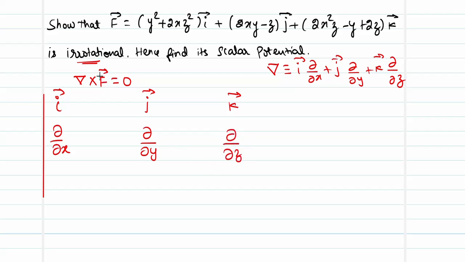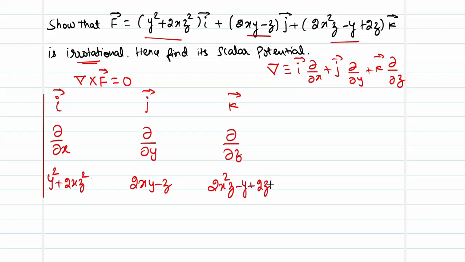Now coming to the second row. What is this F vector? F vector also has an i, j and k component. What is the i component of it? This is denoted by my F1, which is y² + 2xz². Now coming to the j component, I have it as 2xy − z. It is attached along with the j over here. What is attached along with k? That becomes my k component. So it is 2x²z − y + 2z times k.